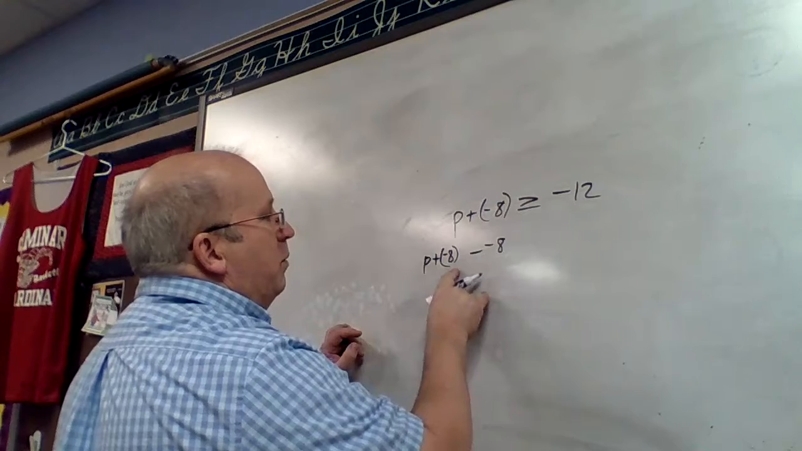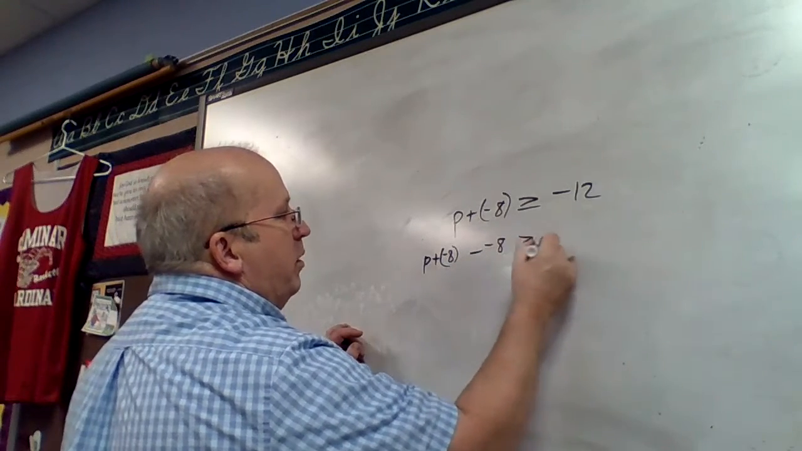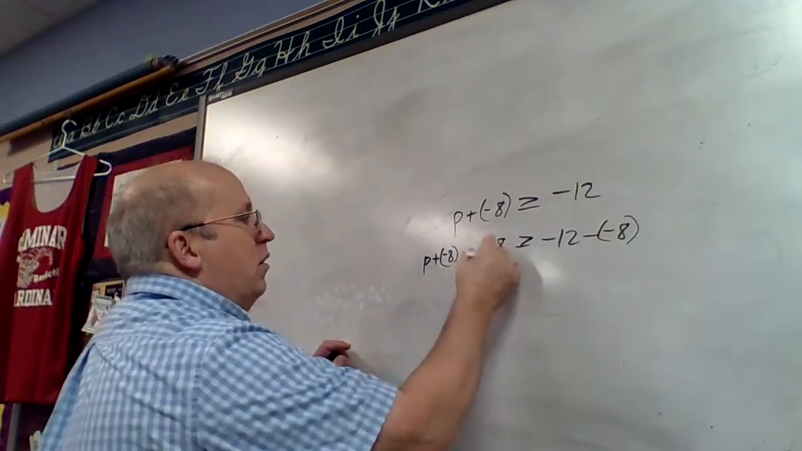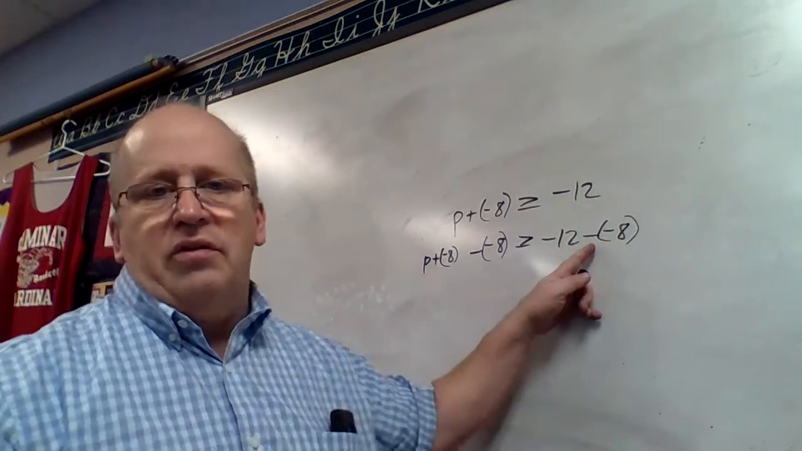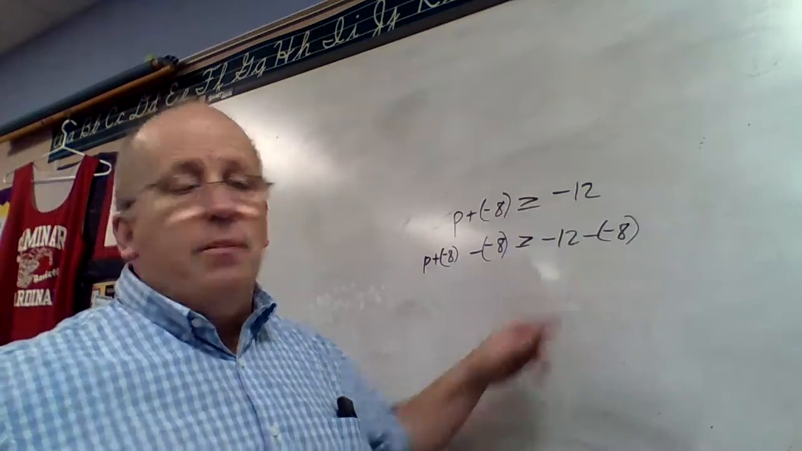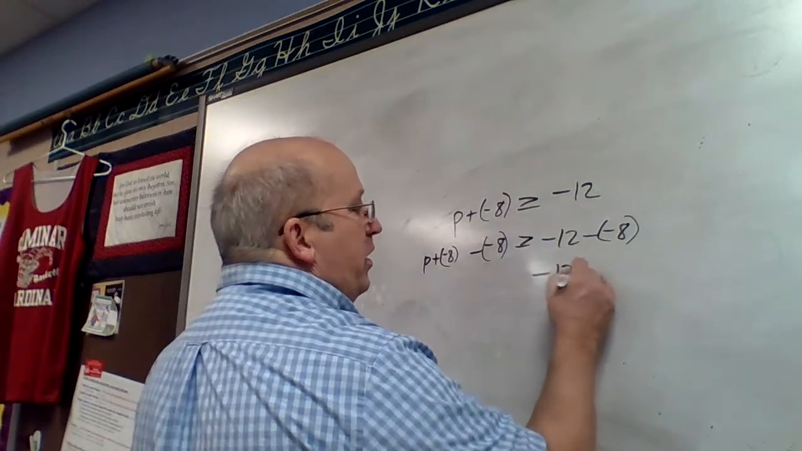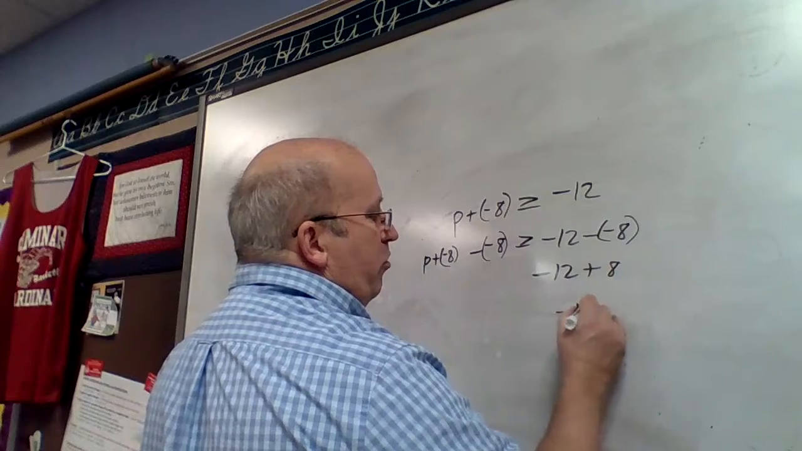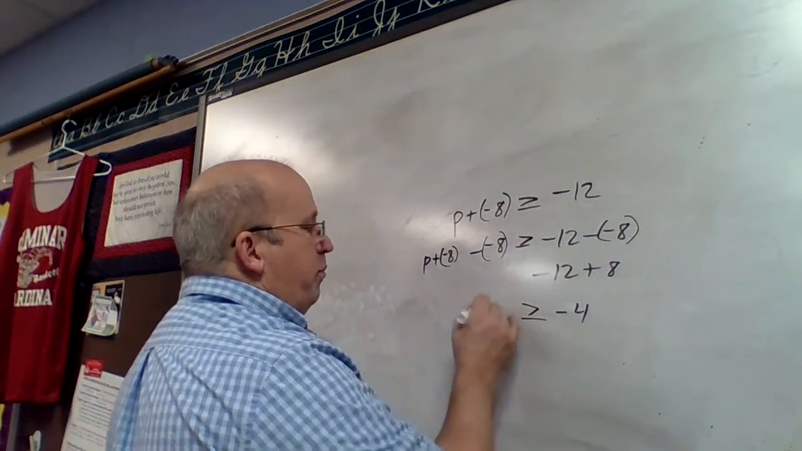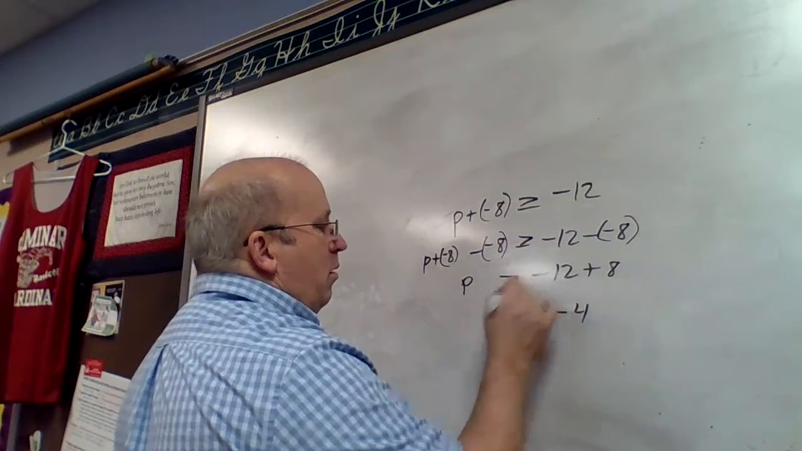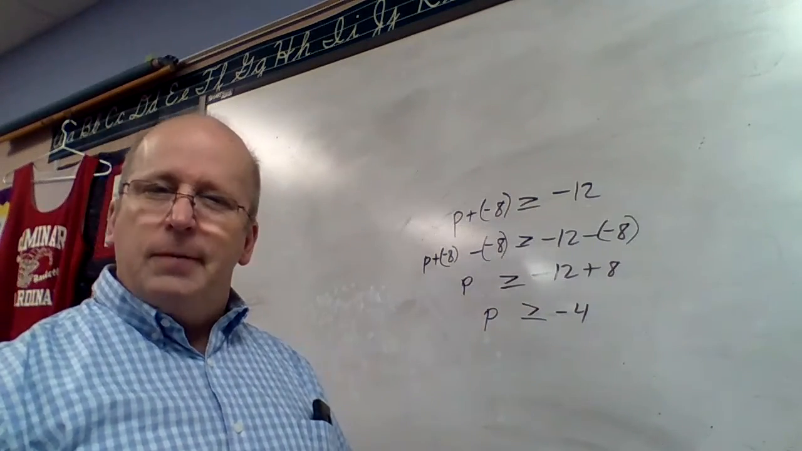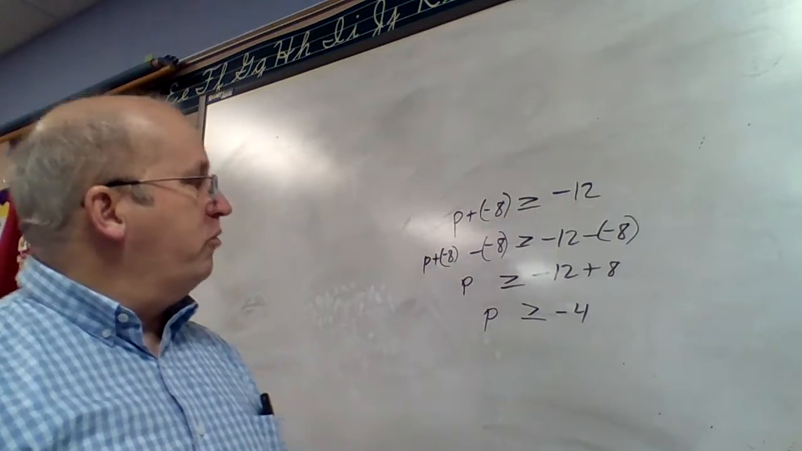Here's the original problem. We're going to subtract negative 8 from it, but we're also going to subtract negative 8 from the other side as well. And what in the world is subtracting a negative 8? Isn't subtraction really adding the opposite of the second number? So don't we really have this plus this, which is negative 4? And so that means we're left with P being greater than or equal to negative 4, aren't we? Yeah. P is greater than or equal to negative 4.